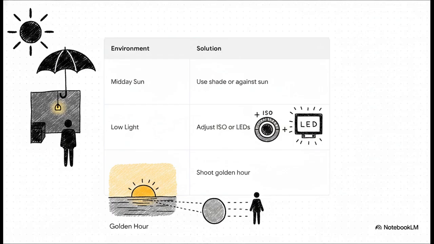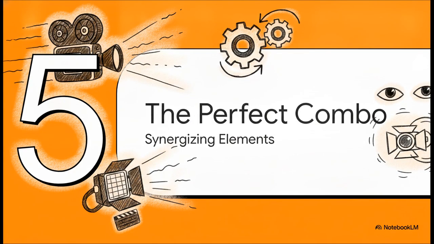And for those unpredictable outdoor shoots, always try to film during the golden hour, right after sunrise or just before sunset, and use simple, inexpensive reflectors to bounce that beautiful natural light exactly where you need it. Which brings us to Section 5, the perfect combination, synergizing camera and light.